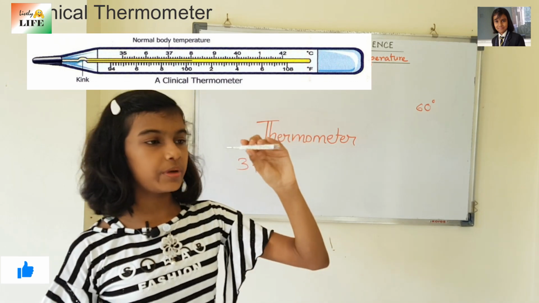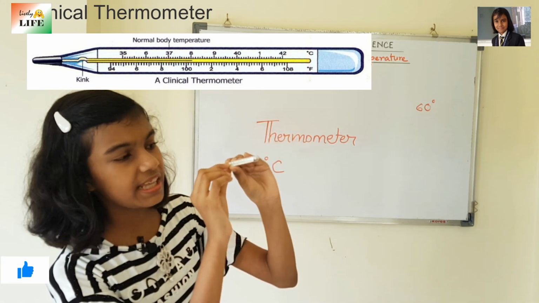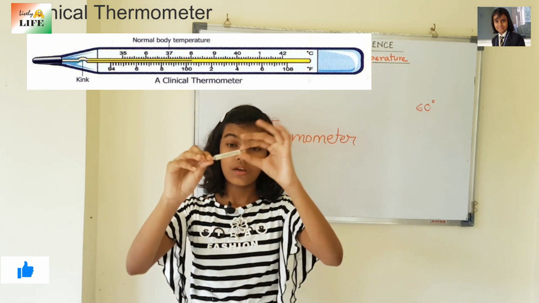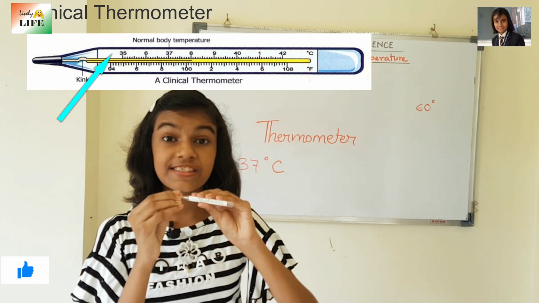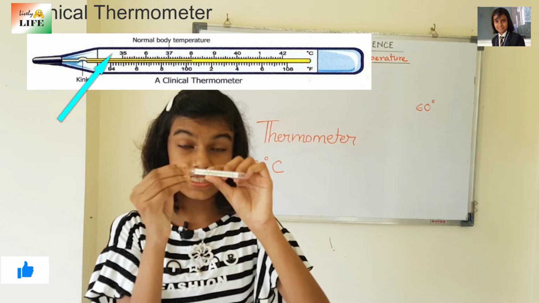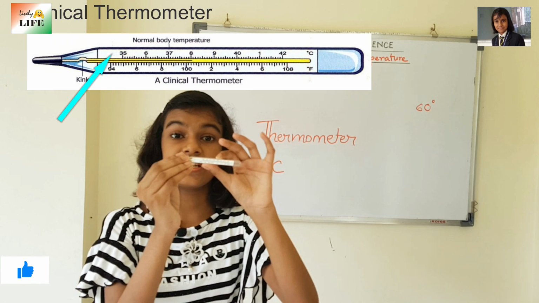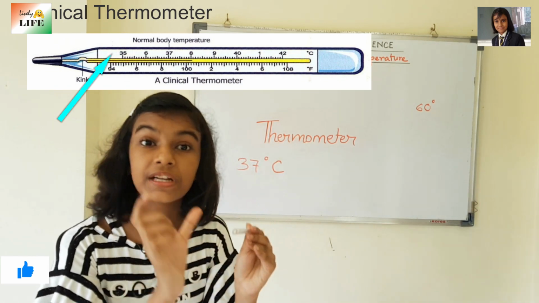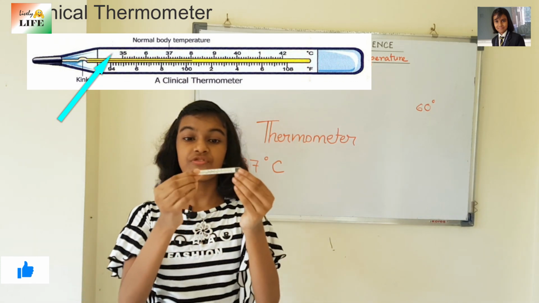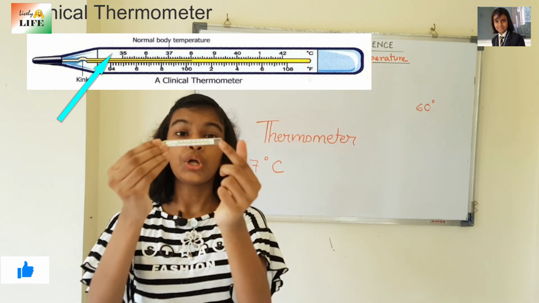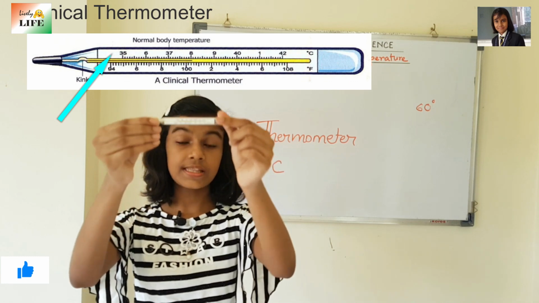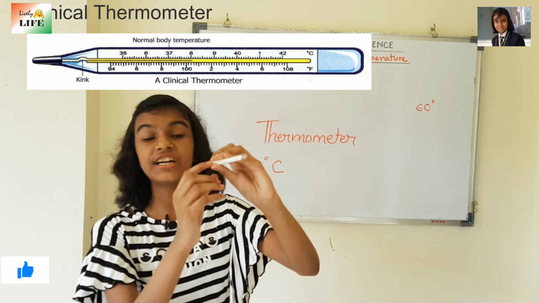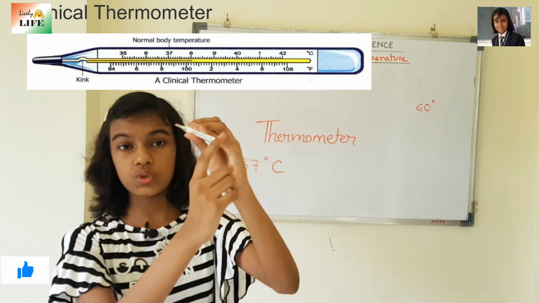And in a clinical thermometer, you are going to see some prints like 35, 36, 37, 38. What are these prints? These prints are in Celsius. 35 degrees Celsius, 36 degrees Celsius, 37 degrees Celsius. And the clinical thermometer has a range from 35 degrees Celsius to 42 degrees Celsius. Okay, this is very important. A clinical thermometer has a range of 35 degrees Celsius to 42 degrees Celsius.